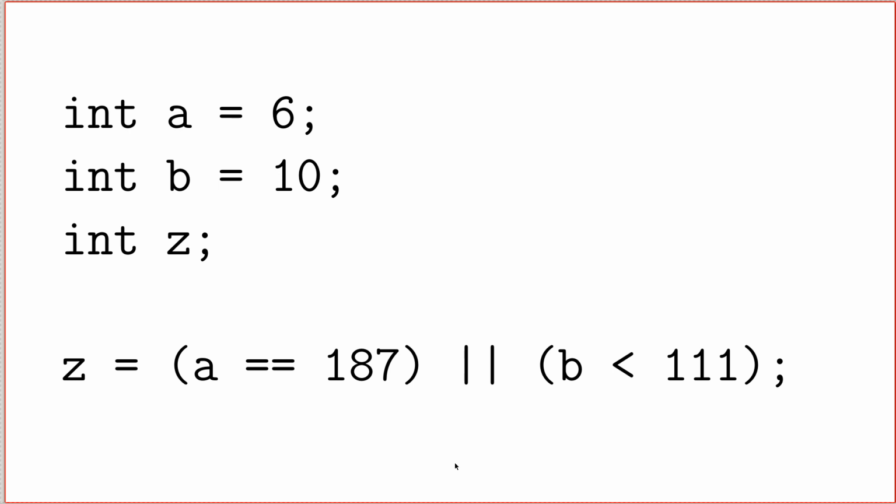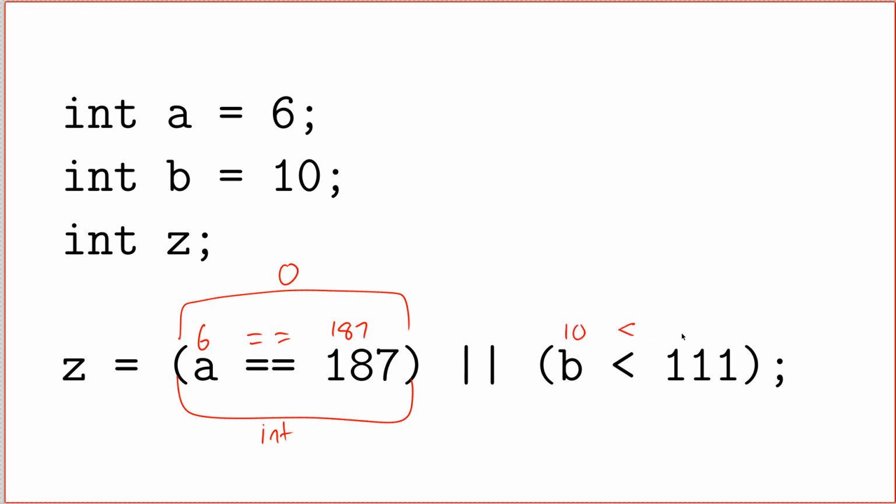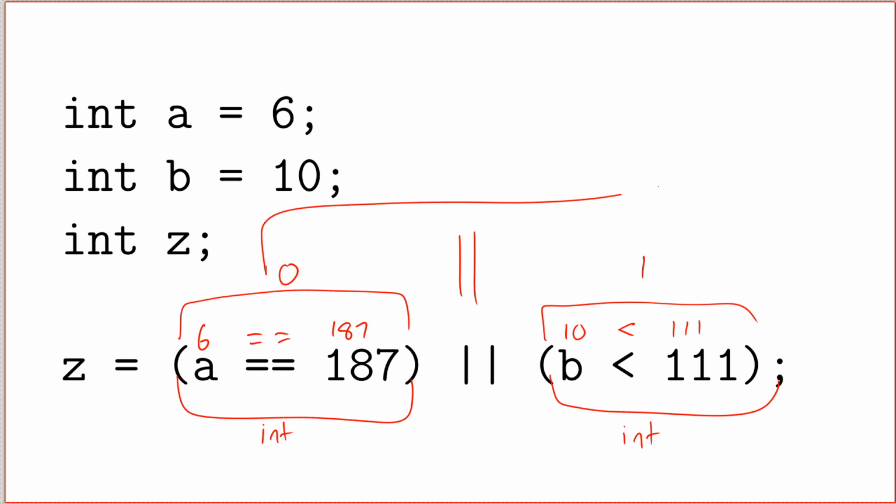Okay, here's a use of logical or. So we'll first answer, is a equal to 187? Okay, so does 6 equal 187? I don't think so. So that's a 0, and it is an int. And then, is b less than or equal to 111? So b is 10. Is 10 less than or equal to 111? I think so. So that's 1, which is also an int. And then we're asking the question 0 or 1. If either or both of the two operands are true, the result is true. So this over here is true, which means the result is 1, which is an int.